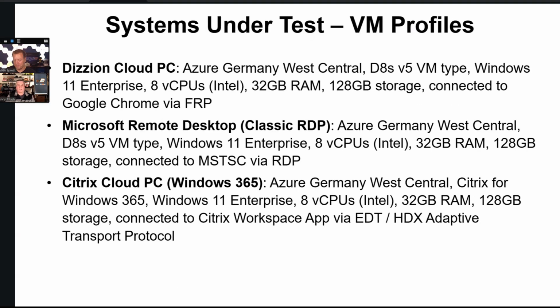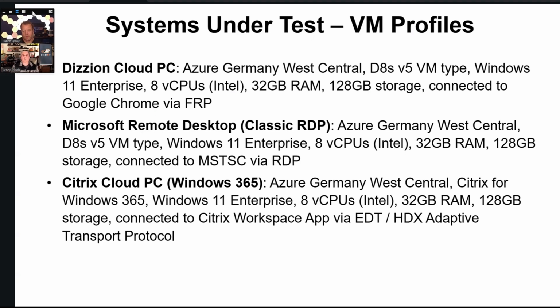Good. Now, like I said, systems under test, it's basically only two different variants, because if you look at it, the Dizzion Cloud PC and Microsoft Remote Desktop, it's exactly the same machine. So the only difference is that for the Dizzion Cloud PC, I connected through Google Chrome via the FRP protocol. And as soon as I was able to use the RDP protocol, I connected through the Microsoft MSTSC component that sits on every instance of Windows, and used the RDP protocol.